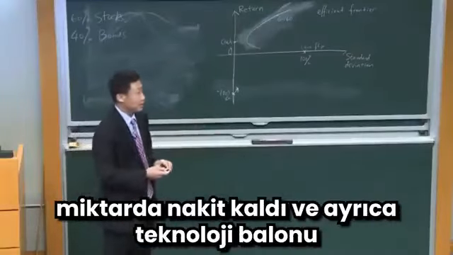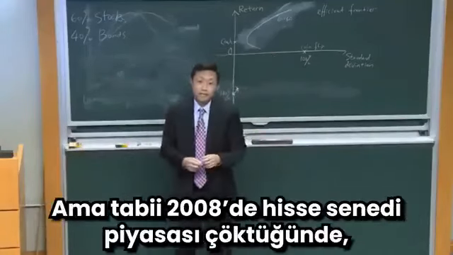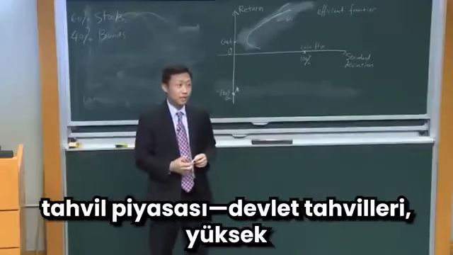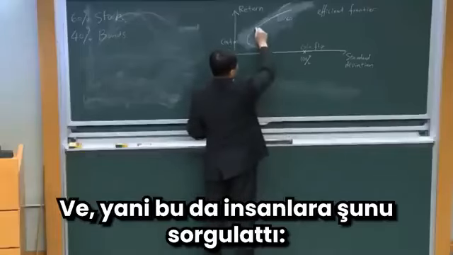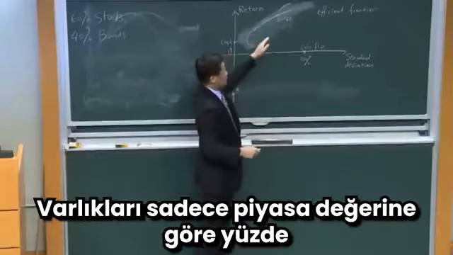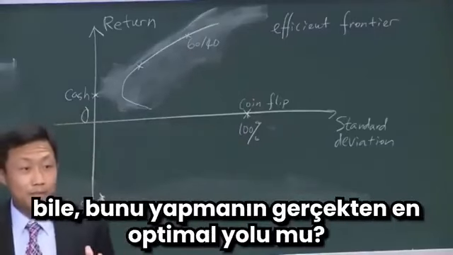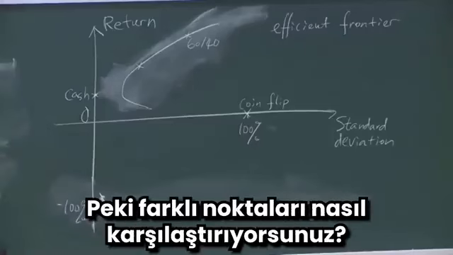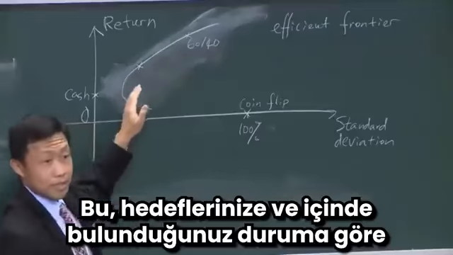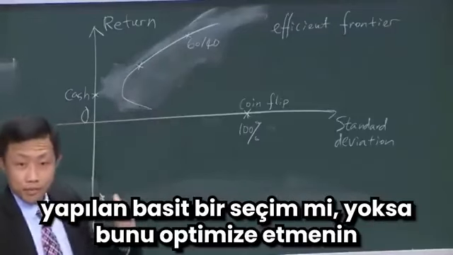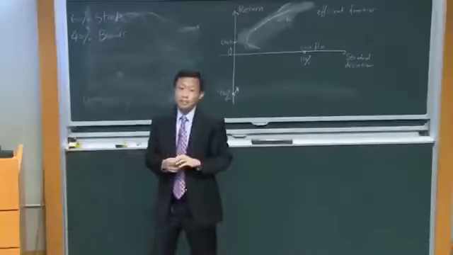And also after the tech bubble burst. So that was a good portfolio, but then obviously in 2008, when the equity market crashed, the government bond high-grade market had a huge rally. And so that made people question: is this 60-40 allocation of assets, simply by market value, the optimal way of doing it, even though you're falling on the efficient frontier? But how do you compare different points? Is that simply a choice of your objectives, your situation, or are there actually other ways to optimize it?